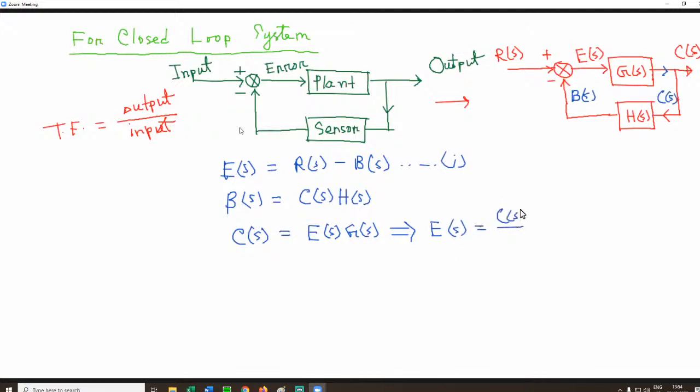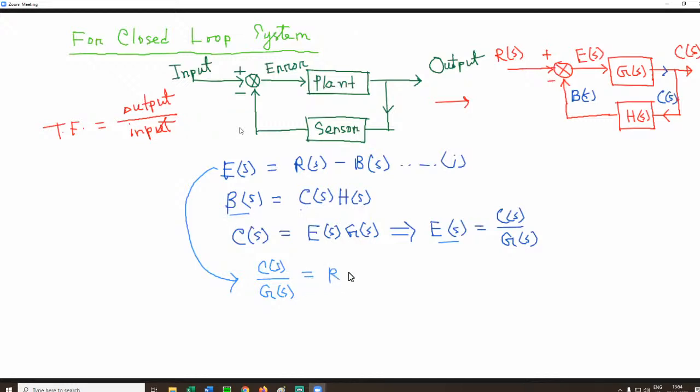CS by GS. Okay, we got two more equations here, PS and the value of ES. Now from equation 1, let's go back to equation number 1. So you know the value of ES already. The value of ES equals CS by GS. You can put that CS by GS equals, you know the value of BS right here.